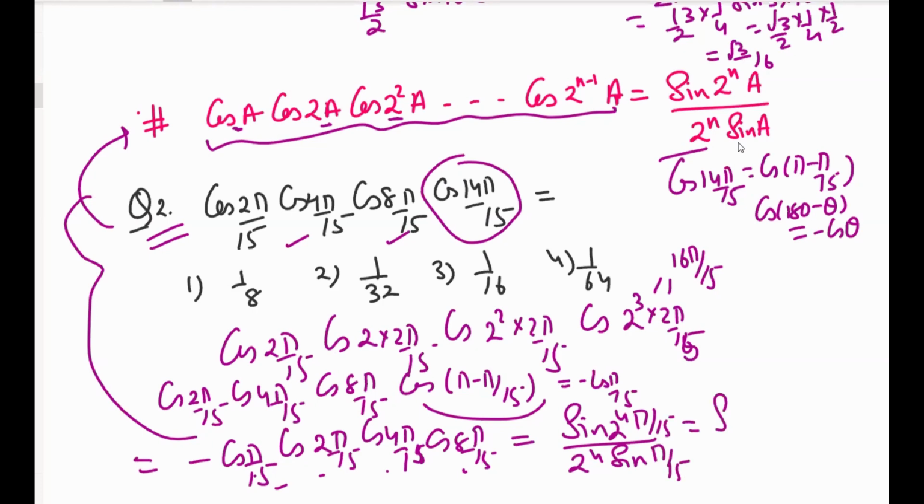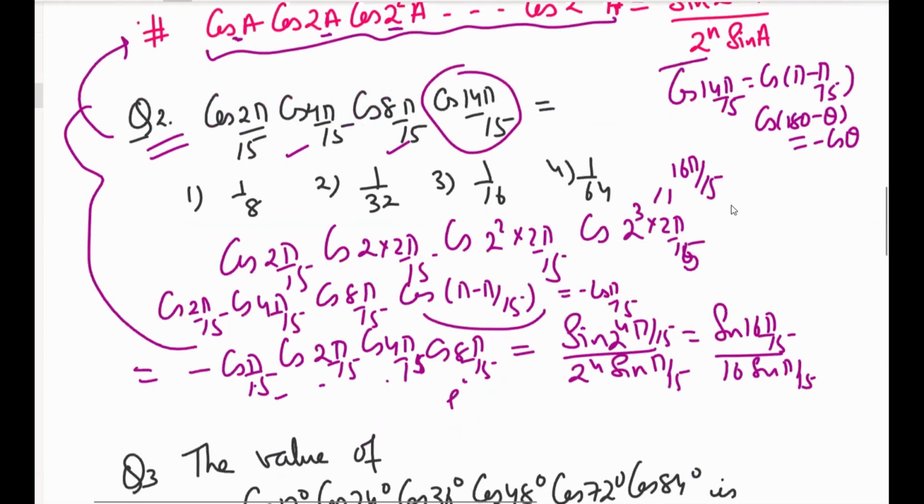So this is equal to sin(16π/15) upon 16 sin(π/15). Further, you know that 16π/15 can be written as π + π/15, with a minus sign here. What is that? sin(180 + θ), and the answer is minus sin θ.